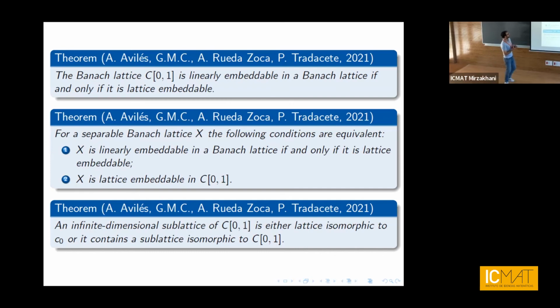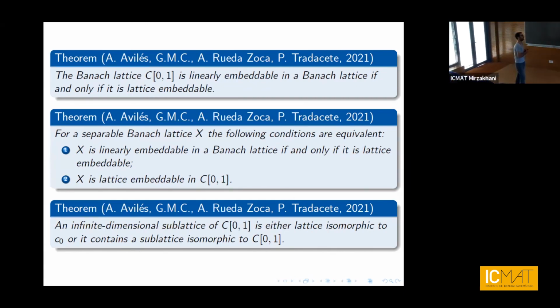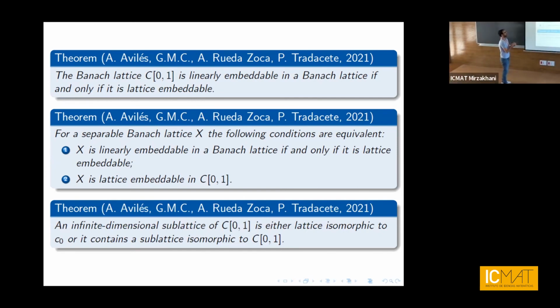And well, this is quite easy to prove using this theorem and the main theorem that we have proved, because if we have a sublattice of C of the unit interval, then if it is finite dimensional or if it is isomorphic to C0, then we do know that it has this property, that it satisfies one. But if not, then it contains a sublattice isomorphic to C of the unit interval. And therefore, in this case, what do we have?